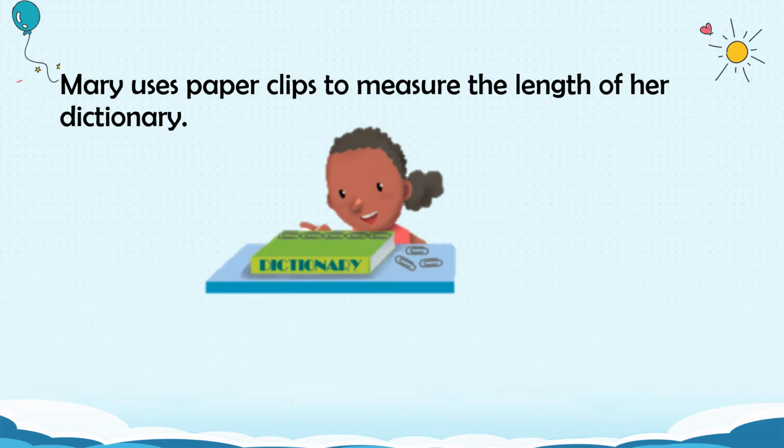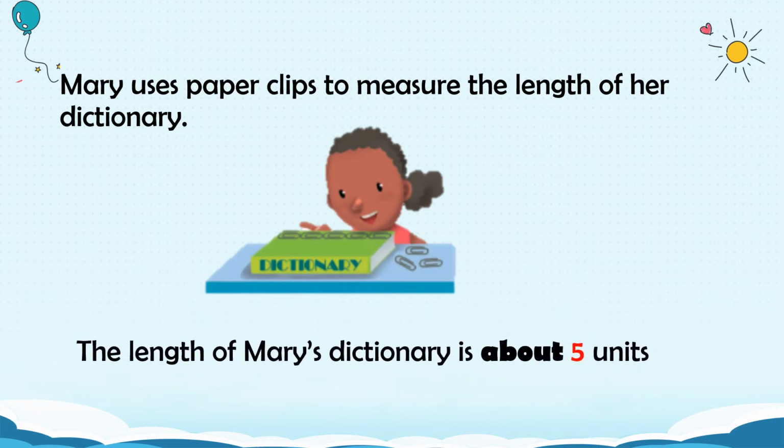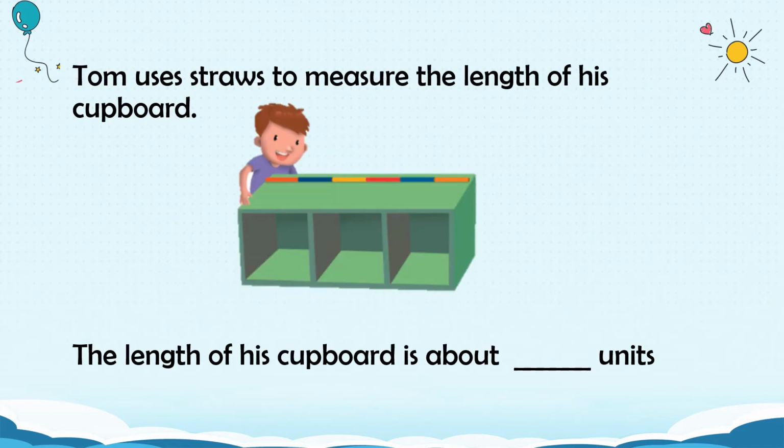Mary uses paper clips to measure the length of her dictionary, and each paper clip stands for 1 unit. Now, the length of Mary's dictionary is about 5 units. Another example, Tom uses straws to measure the length of his cupboard. Remember, each straw stands for 1 unit. Now, can you identify the length of his cupboard? Very good. It's about 6 units.